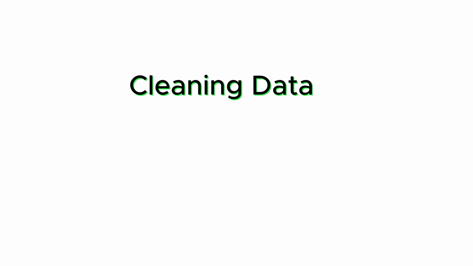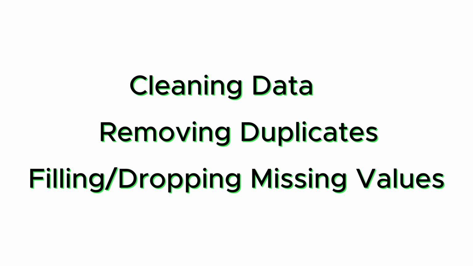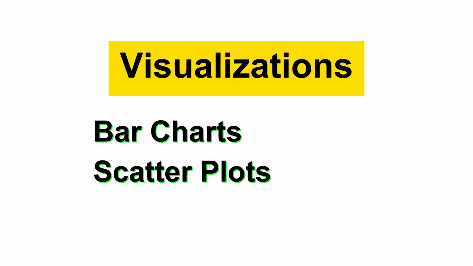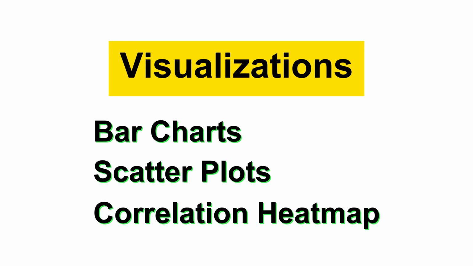First, we will start by cleaning the data, removing any duplicates and filling in or dropping missing values. Then we will also rename some columns to make them easier to work with. And once the data is cleaned, we will dive into some visualization to explore key attributes. This will include bar charts, scatter plots, or even a correlation heat map. These tools will help us spot trends and relationships between different coaster features.